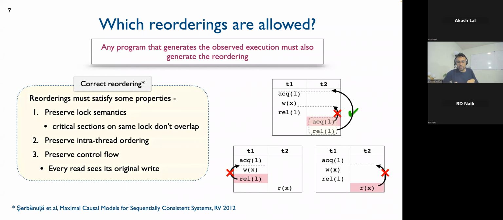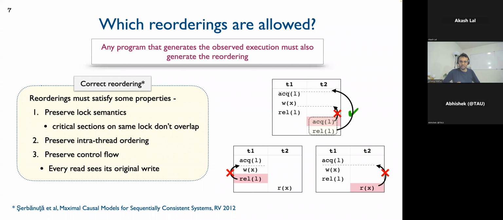Although, if I were to place this read of X between the write of X and the release of L, that would be okay. So this is what people have called a correct reordering or a feasible reordering. And that's a fairly established definition at this point. So I'm going to pause for maybe 30 seconds more just to see if there are more questions.